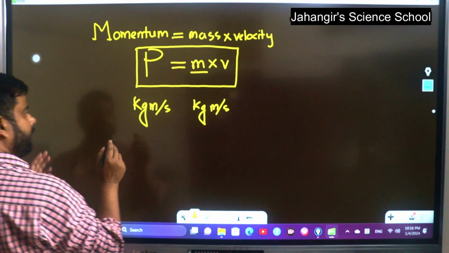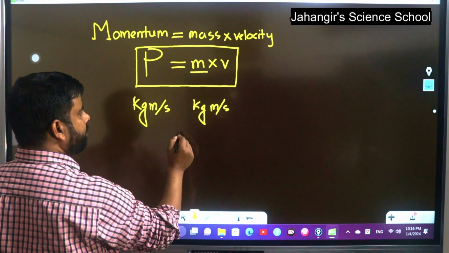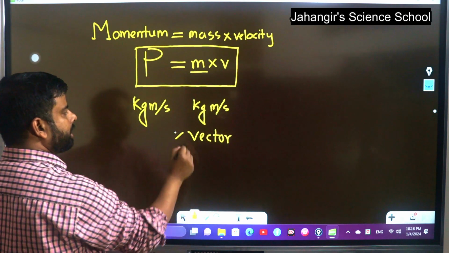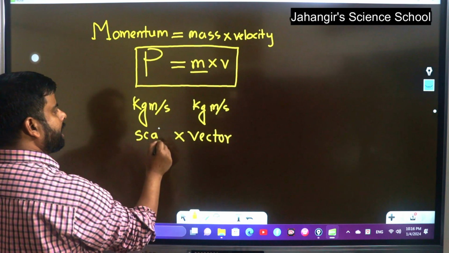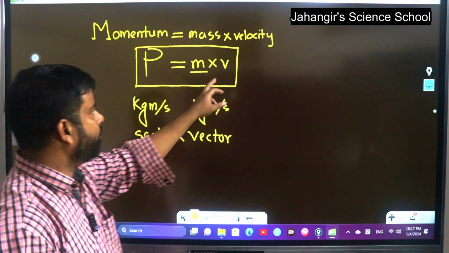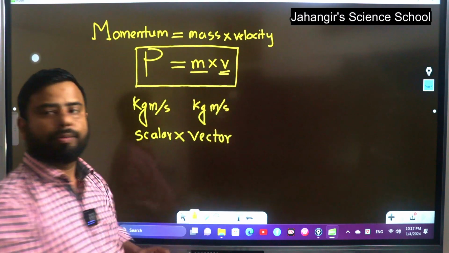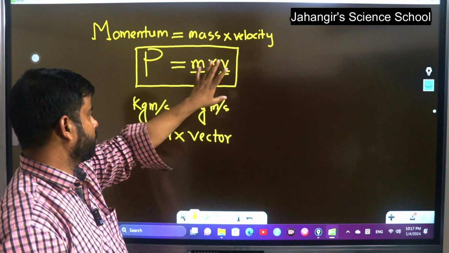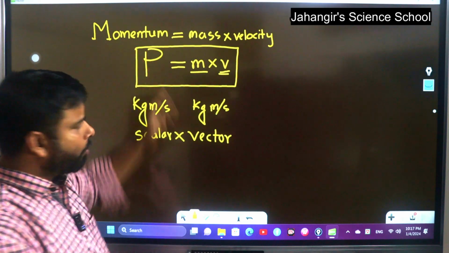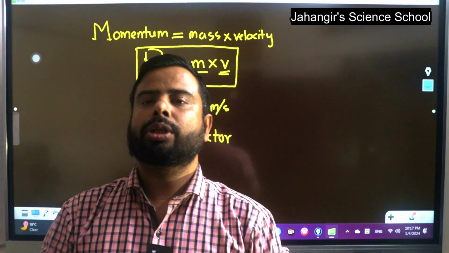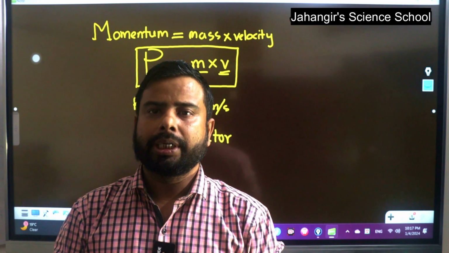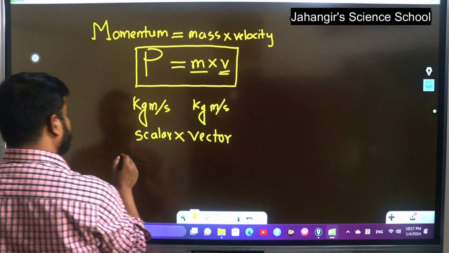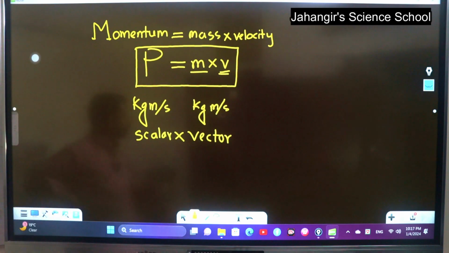Remember another important thing: if a vector quantity is multiplied with a scalar quantity, then the result is always a vector. Here velocity is a vector quantity because velocity is the rate of change of displacement. That's why momentum, the product of mass and velocity, is also a vector quantity.